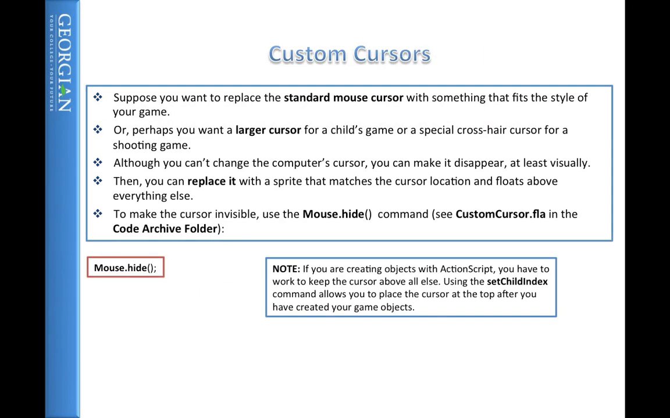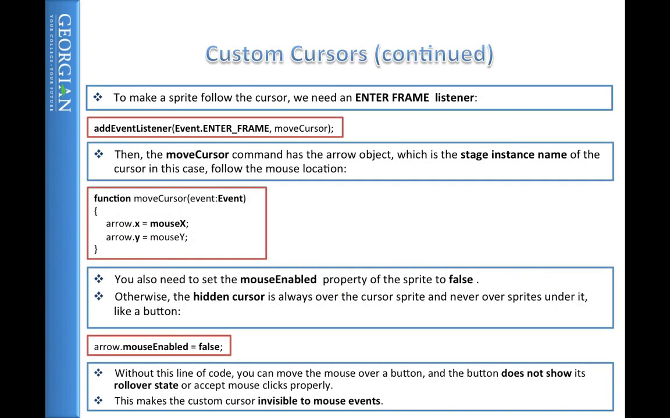A couple of miscellaneous game elements. Custom cursors. We talked about this before. I just showed you a custom cursor, my circle. And you have to use that mouse hide method in order to hide your regular cursor so you can see your custom cursor. So that's one thing we can do, and I detail how to create a custom cursor here.